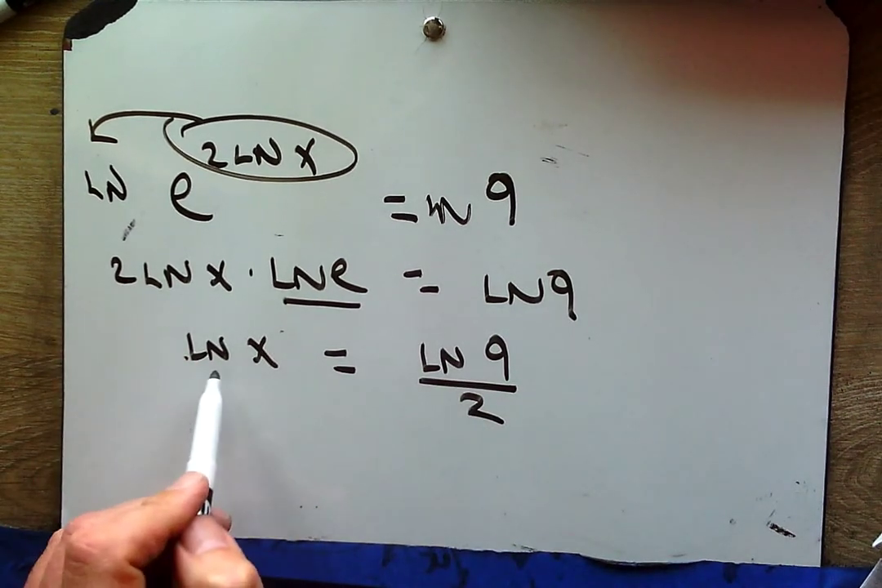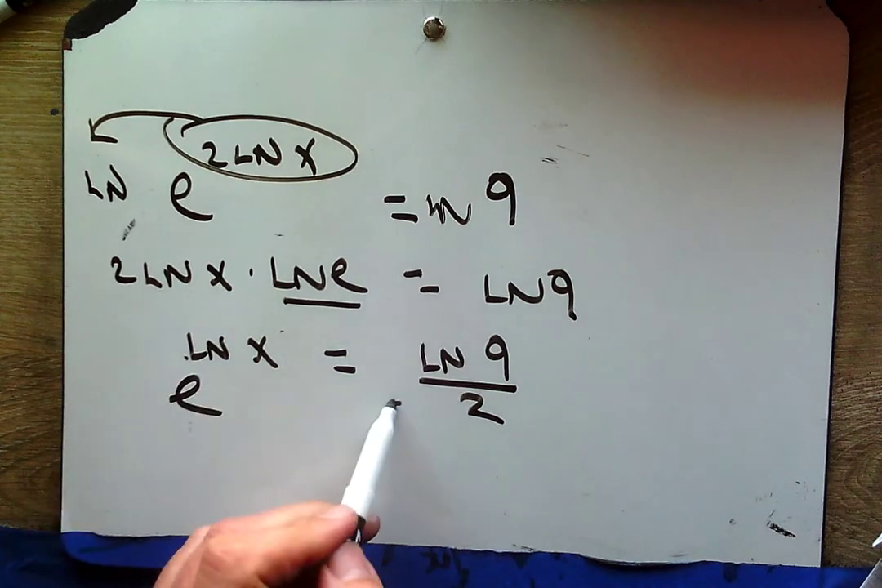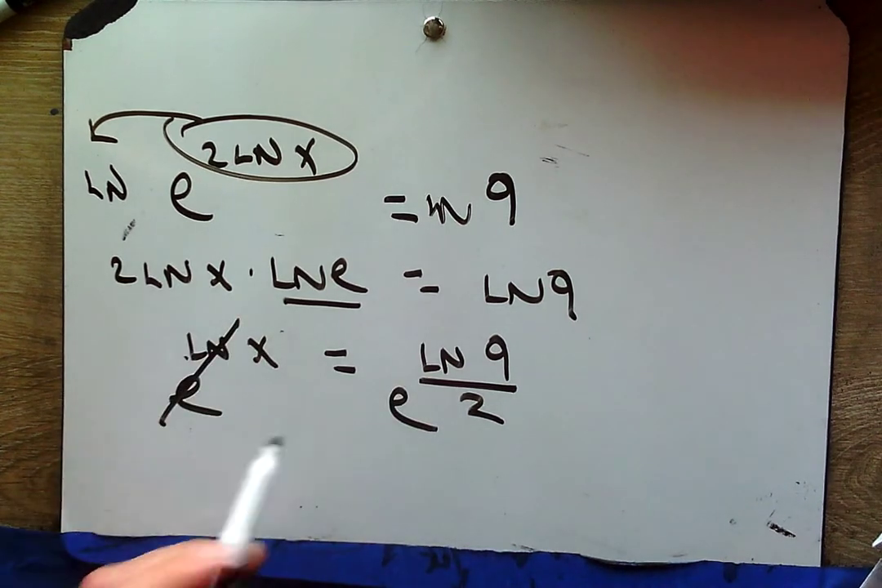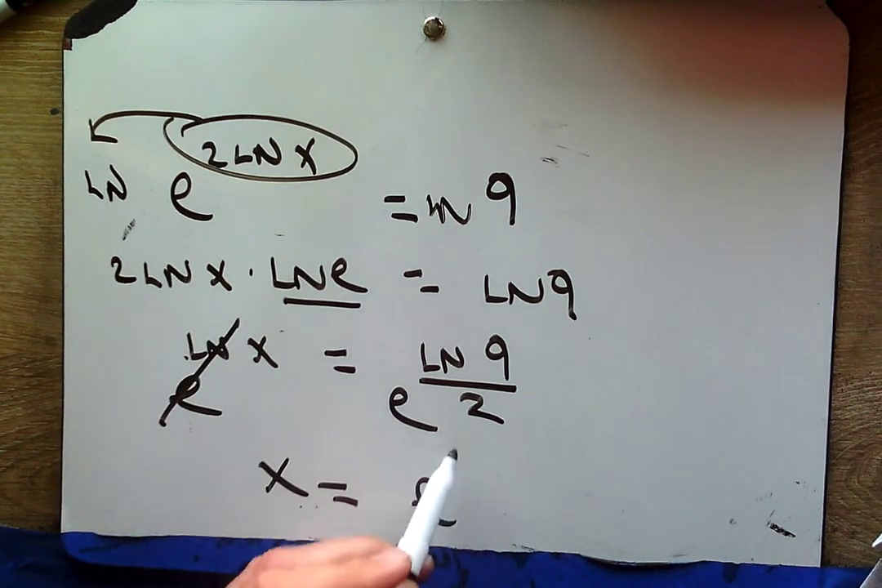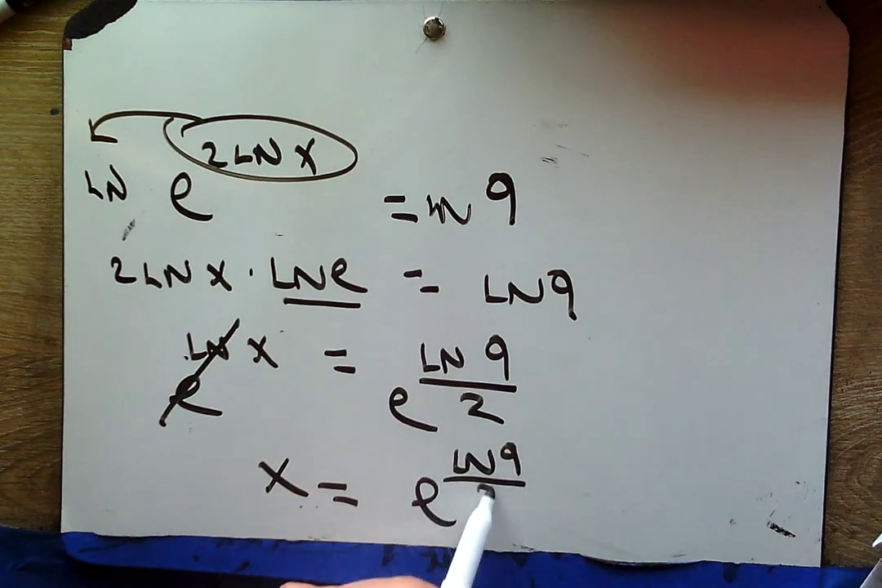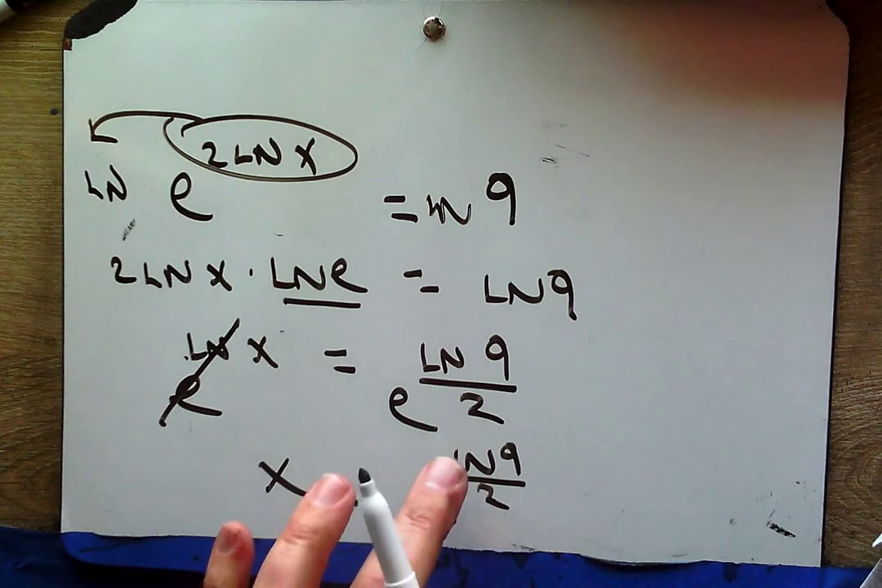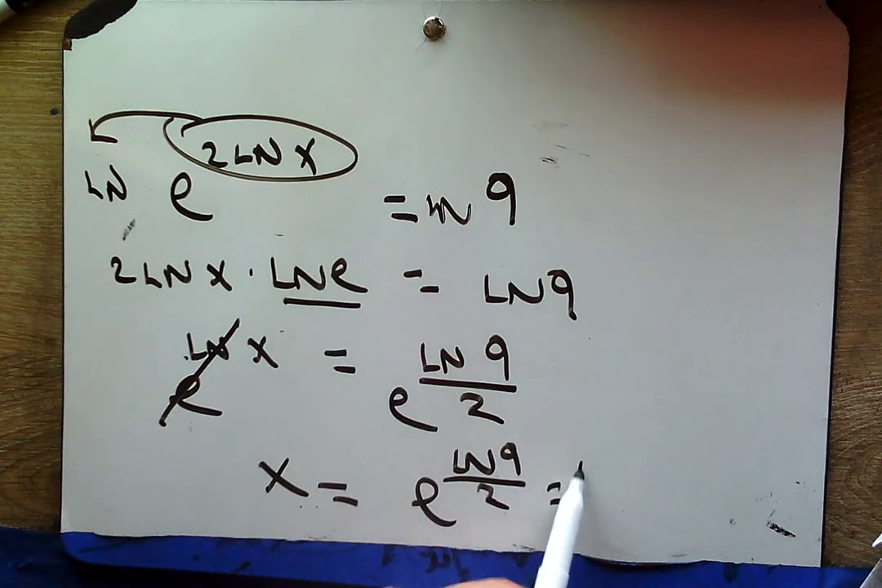And now how do I get rid of this? I've got to exponentiate. And these cancel. x equals e to the ln of 9 divided by 2. And that's a little ooky. It is a little ooky. So let's take it a little further.